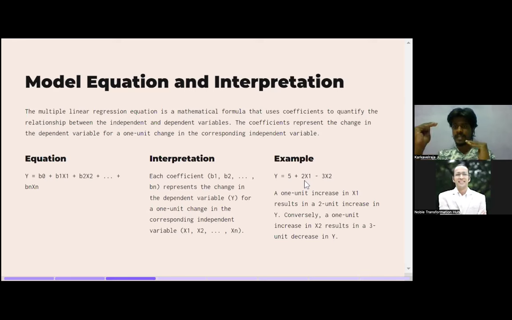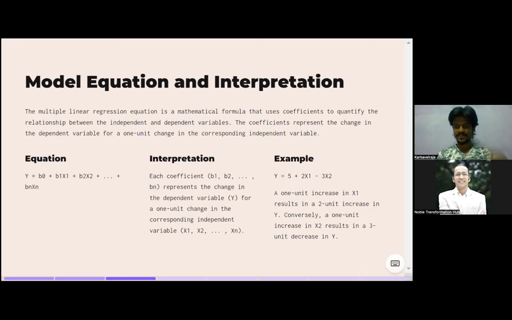Whenever X1 increases, there will be a 2 times increase in the Y. Whereas whenever X2 increases, that is this minus 3X2, there will be a minus 3 times decrease in the Y value. Okay. I hope it's a very clear understanding for you guys. So hope you guys have understood. So this is a simple way of understanding the equation model of multiple linear regression and its interpretation.